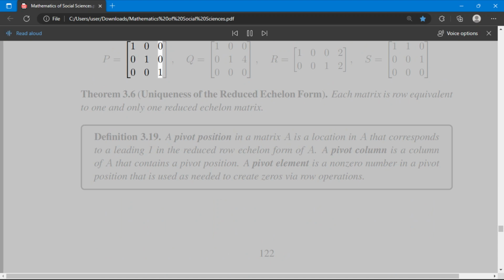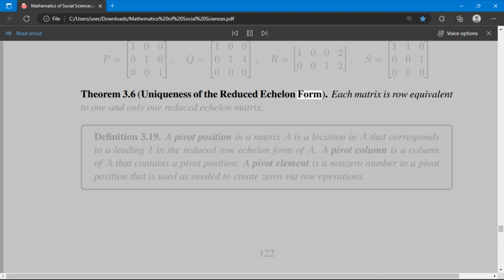P equals 1000100001. Q equals 1000140000. R equals 10020012. S equals 11001000.